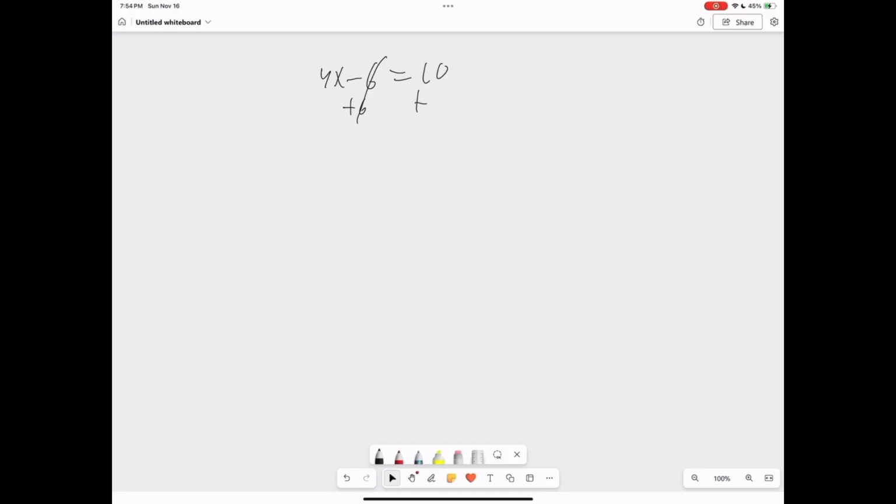So we add 6, we have 4x equals 16. Now, to isolate, we use addition because this time they were subtractions, so we have to do the opposite, because we always have to get 0, correct? When we're dealing with subtraction.